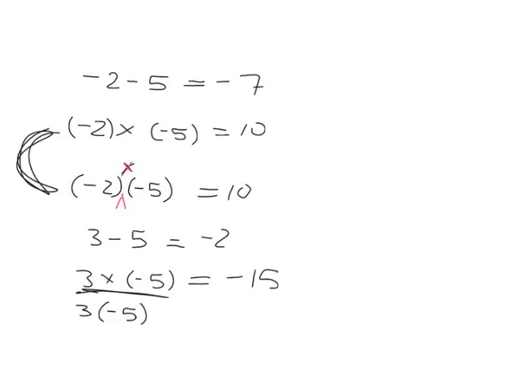And then here again we've got that funny little shorthand where what we've written is a 3 and then next to it a bracket with a negative 5 in. In maths, what we've done is we've left out the multiplication sign. And so what this actually means is 3 times minus 5, and so what you'll get is again negative 15.